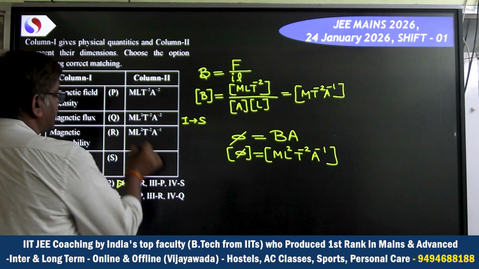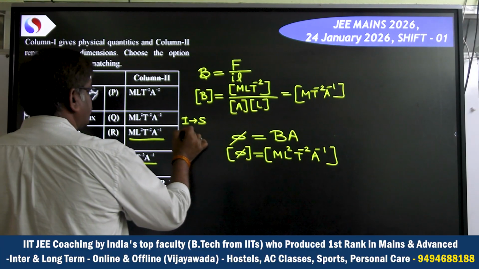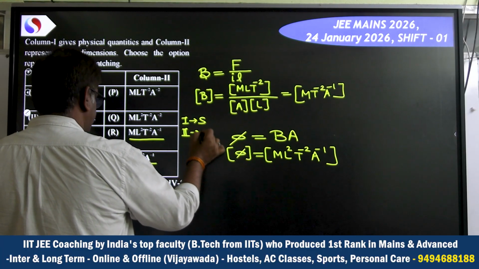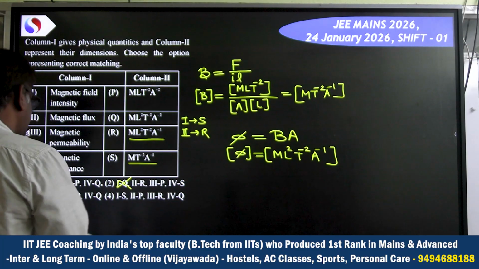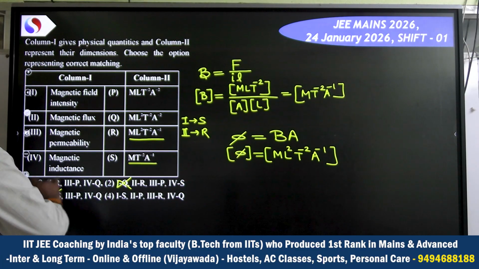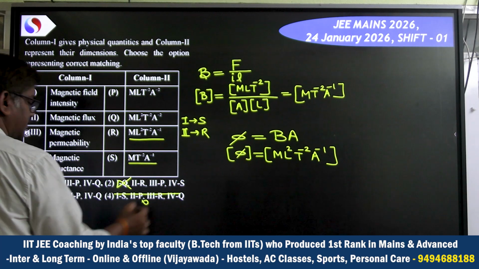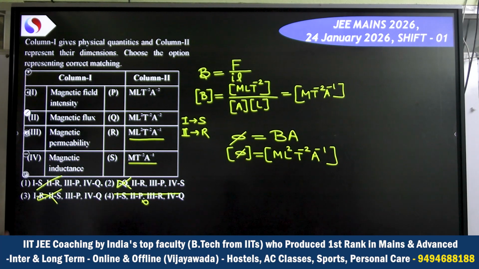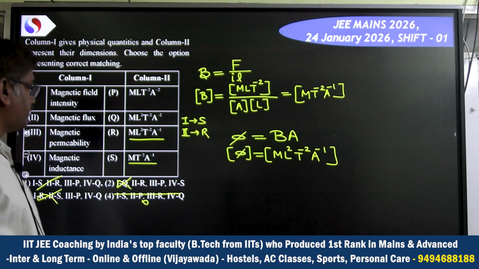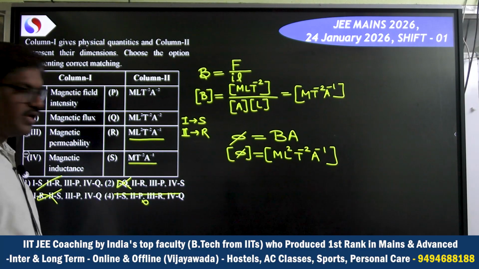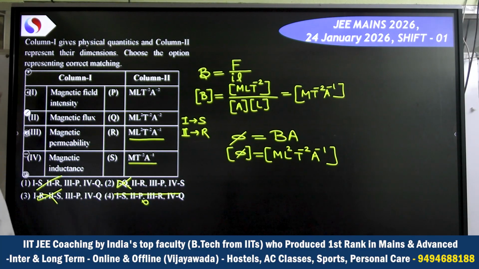ML2 T minus 2 A minus 1, that is R. So the second one is going with R, S and R. So clearly your option is the first one. Easily you get this answer, the first one, because here it is P. This is not correct. Alright, so just two terms are enough. You don't need to even check this. If you want, you can check them also and get it. Okay, move to the next one.